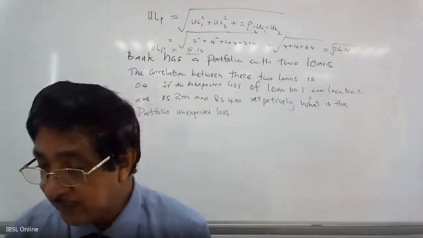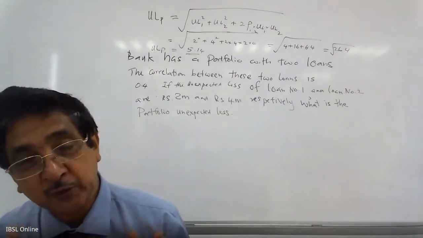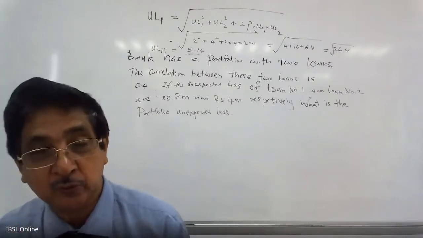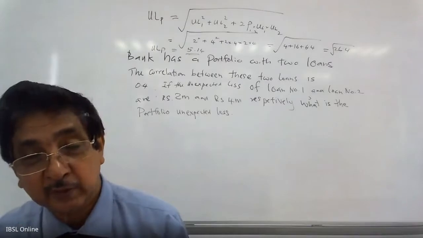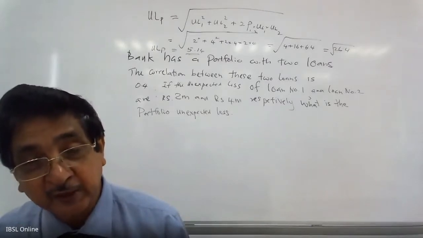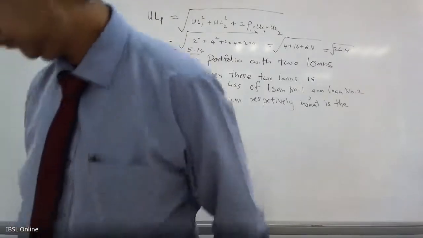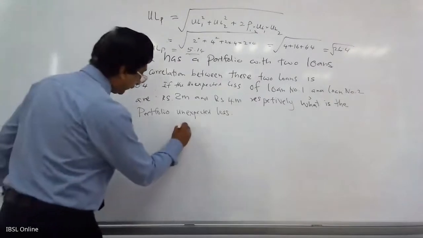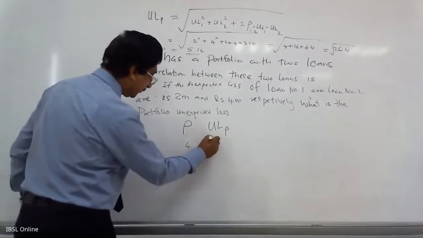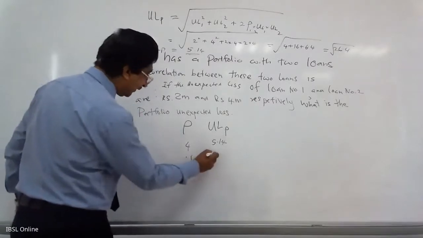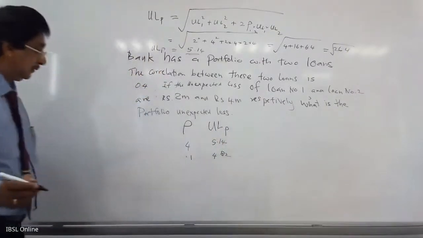Now, what I want to emphasize is, we took two situations. One, the portfolio unexpected loss we calculated with rho equal to 0.4. And the second one we calculated when rho is equal to 0.1. I want to emphasize the behavior of unexpected loss with the change in correlations. I will put it down. Rho, ULP, unexpected loss of portfolio. When rho is 0.4, it is 5.14. When it is 0.1, it is 4.82. I just took it to two decimals. Now just see.